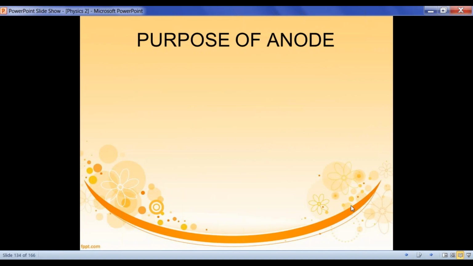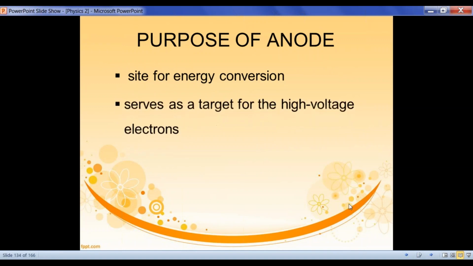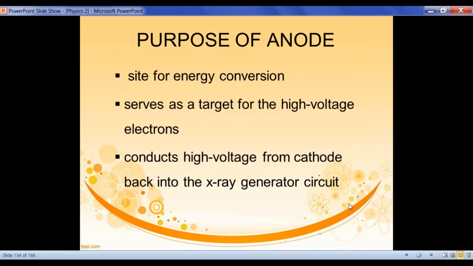So, ano po ang purpose ng anode natin? For energy conversion, electrical to electromagnetic energy, target for high-voltage electrons. Yung init po ng electrons na galing sa cathode ay napupunta po sa ating anode. Yung anode po natin, dahil nagro-rotate po siya, it will dissipate heat, so it will release heat.